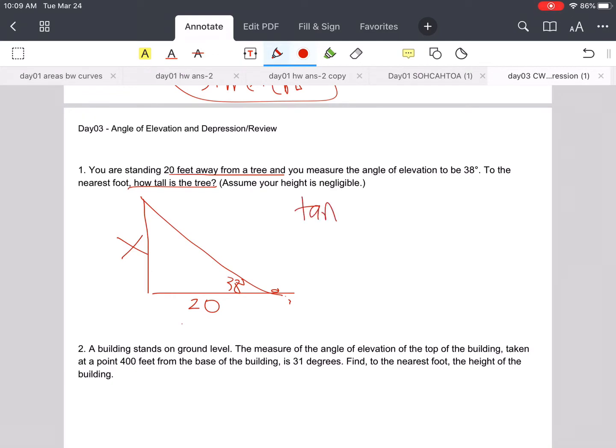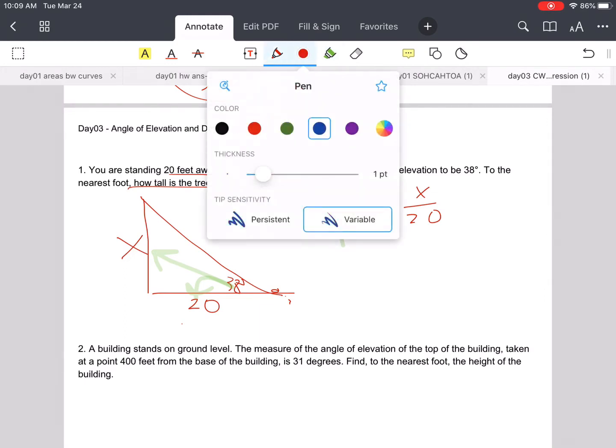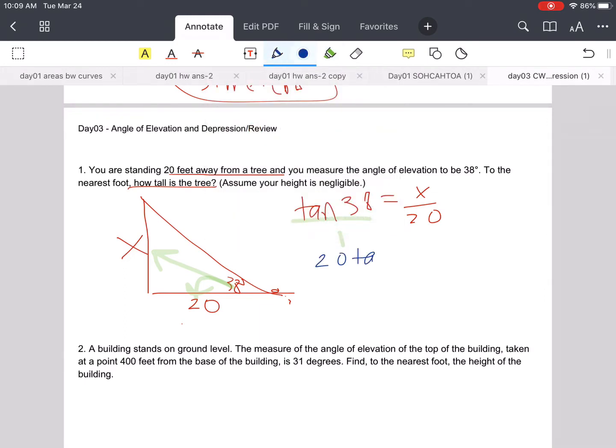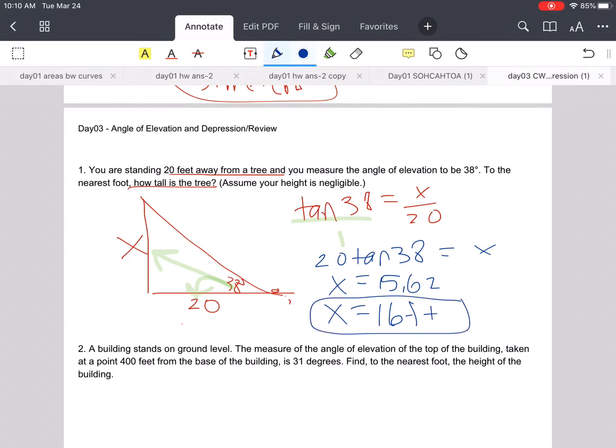So this is the tan of 38 equals x over 20. I know it's opposite, and I know it's adjacent because it's opposite that angle, adjacent that angle, okay? So cross multiply, and that would be 20 times the tan of 38 is equal to x. So 20 tan 38 is 15.62. So x is 16 feet. Okay, that says feet.